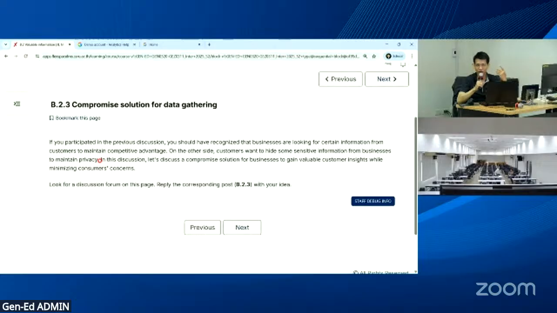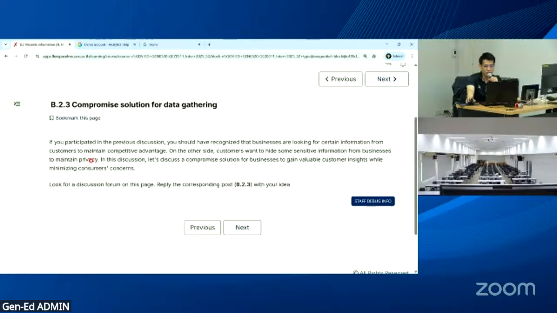They want to know their financial information. They want to know their purchasing behavior. They want to know their preferences. They want to know their location. And consumers do not want to disclose or share such information with the business. They don't want to let the business know their location, their preferences, or they think businesses may use the information against themselves.